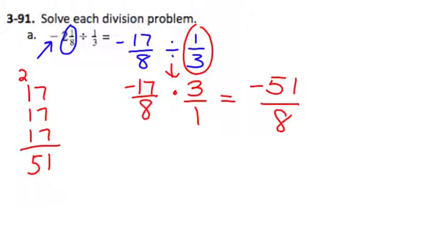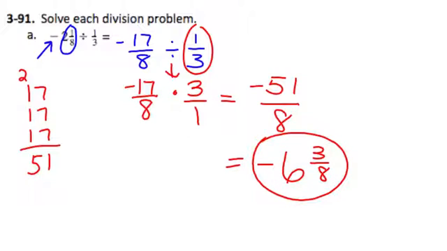Well, now this is just a division problem. Negative divided by a positive is going to be a negative answer. So I know my answer is negative. Now 8 goes into 51, 6 times? Because that'll give me 48, and then 49, 50, 51. I'm going to have 3 left over out of 8. So there's your answer for that division problem.